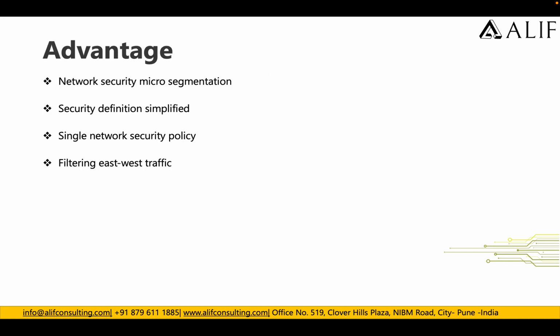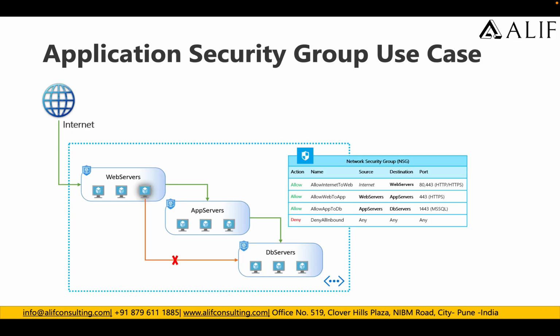So here are the advantages: network security segmentation, security definitions, single policy, and filtering the east-west traffic. East-west is traffic which allows you to monitor traffic within the network or within the VNet. So this is how application security groups work.